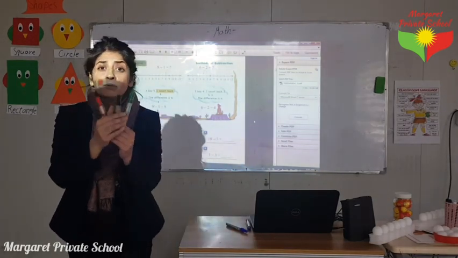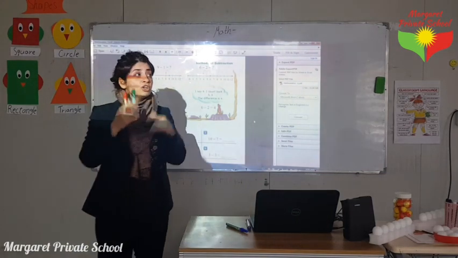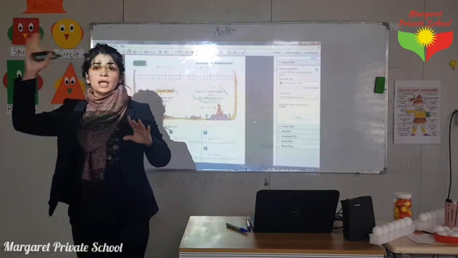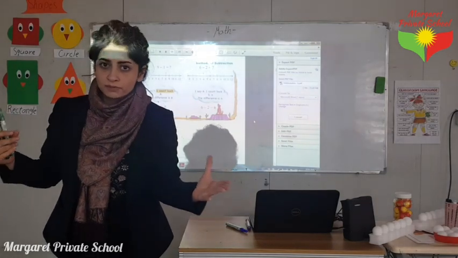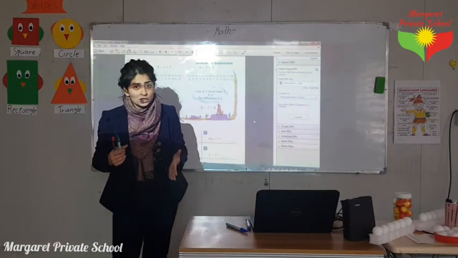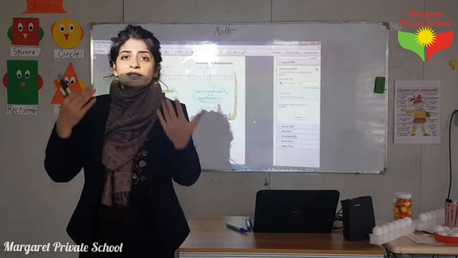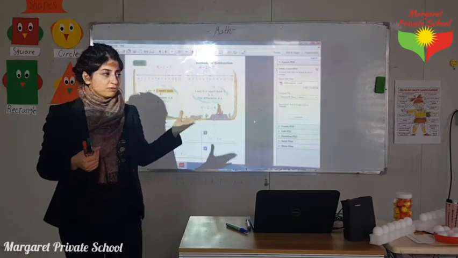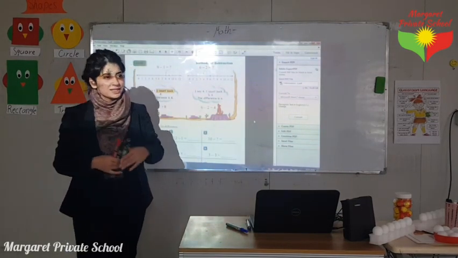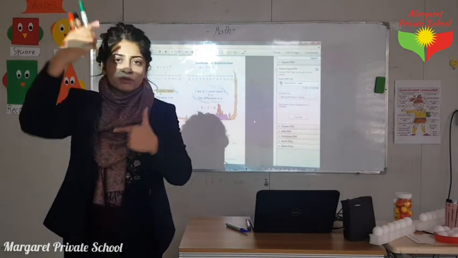This is the difference between addition and subtraction. From this addition you must add the number, add these markers. But from this subtraction you must subtract this number, two different methods.